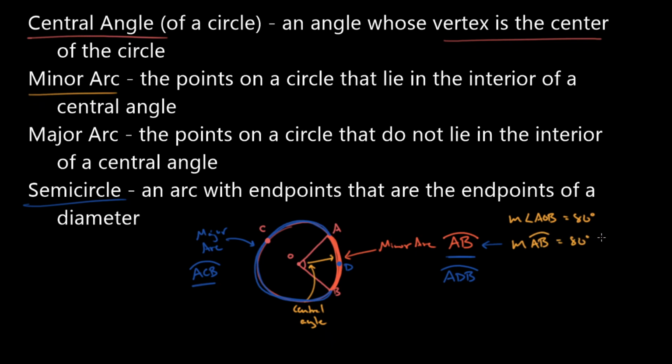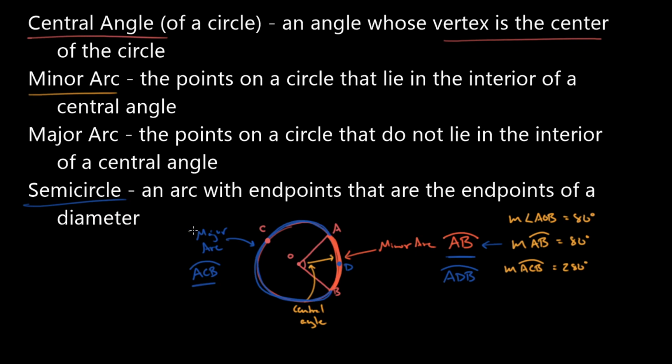And so the measure of my major arc, ACB, would be, well, we know what all of these add up to be. One trip around the circle is 360 degrees, and so what I'm left with here is 280 degrees for the measure of my major arc. So I talk about measures of arcs just like I do angles, in degrees, because they correspond with the central angle that creates them.